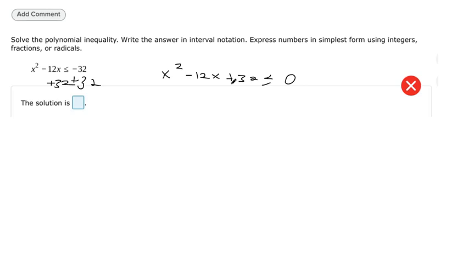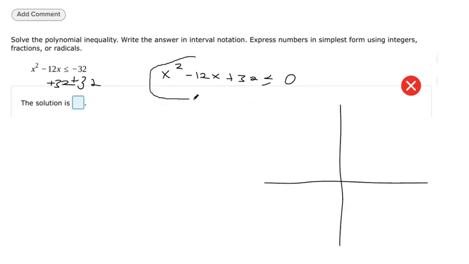And then there's two ways of solving it. You could use a graphing calculator to graph this inequality, or you could sketch the graph yourself by doing a little bit of factoring. So if you remember factoring a trinomial, you want to start each parentheses off with an x. That way you'll have x times x makes x squared. Now we need two numbers that multiply to be 32 but add to be negative 12.